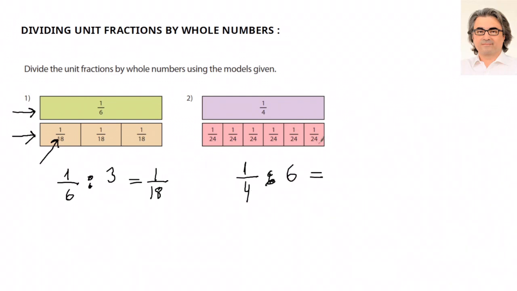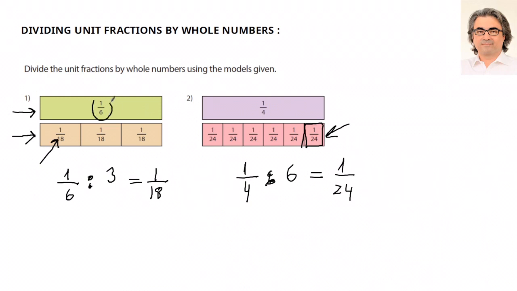And in the second rectangle, as you see, we divided the rectangle into 6 equal parts, and each part is represented with 1/24. It means if I am dividing 1/4 by 6, the result will be 1/24. I think you understand.